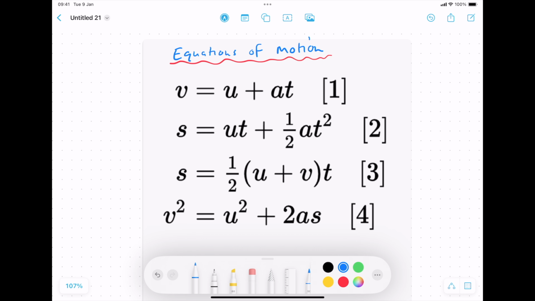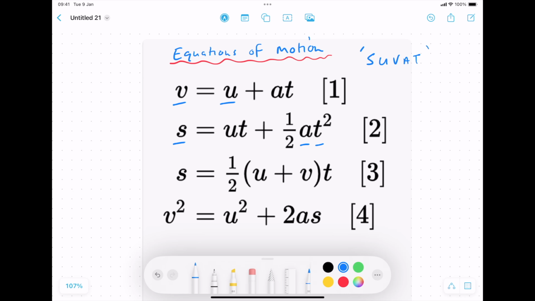Today I will run through 3 different questions involving the equations of motion, also known as the SUVAT equations, because S-U-V-A-T. And the equations of motion are concerned with Newtonian physics, so everything to do with motion of objects, forces, acceleration, distance covered, and so on. And are predominantly used when objects are accelerating or decelerating. In other words, not moving at constant speed.